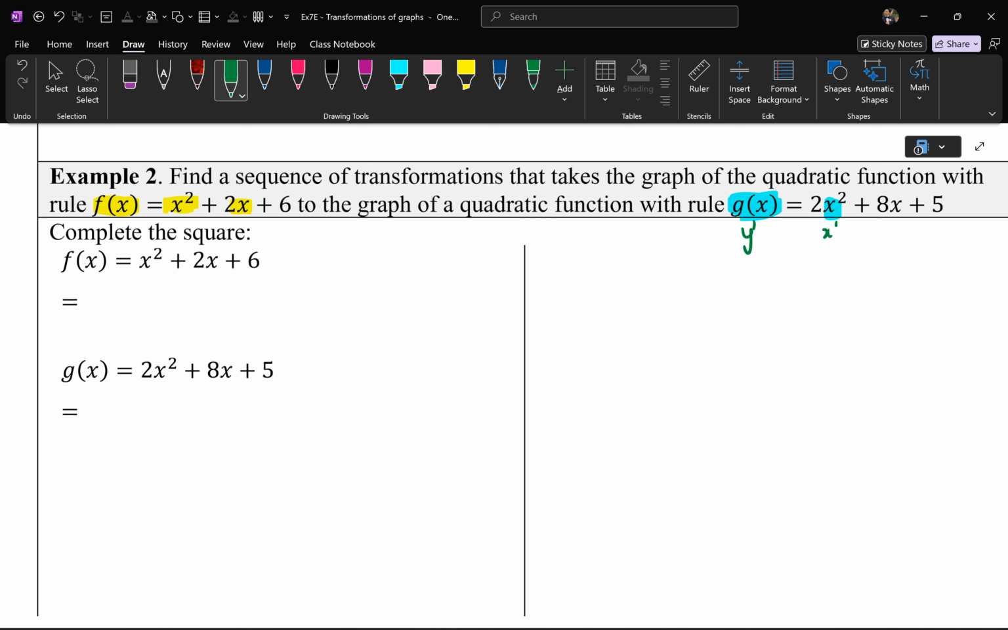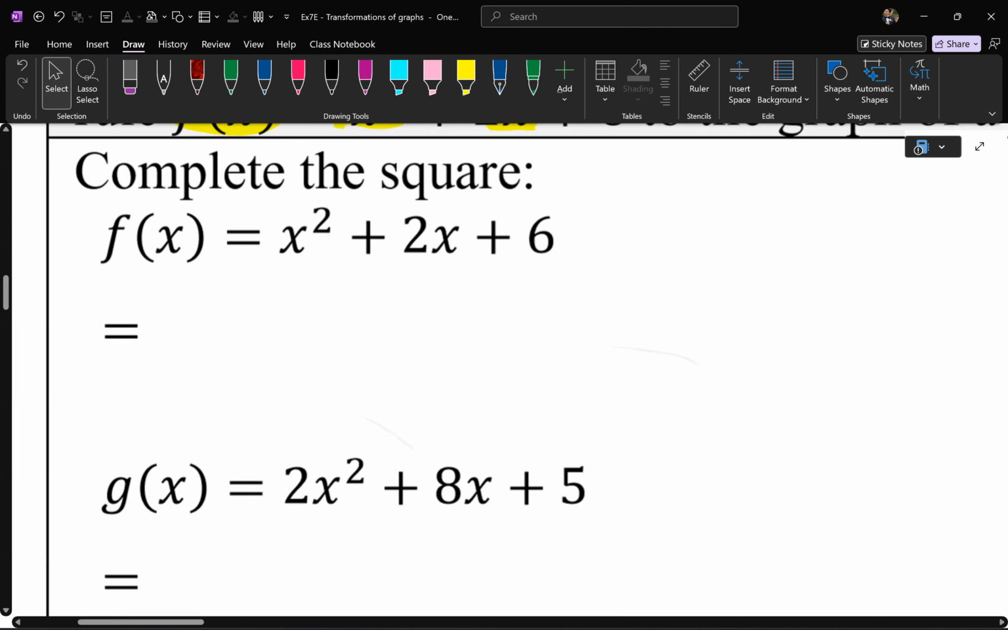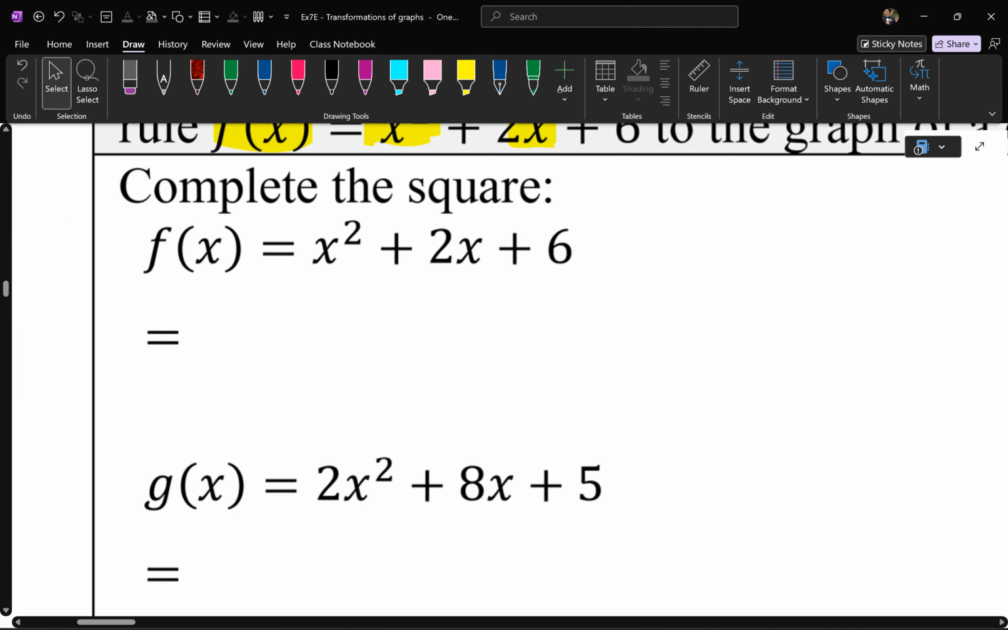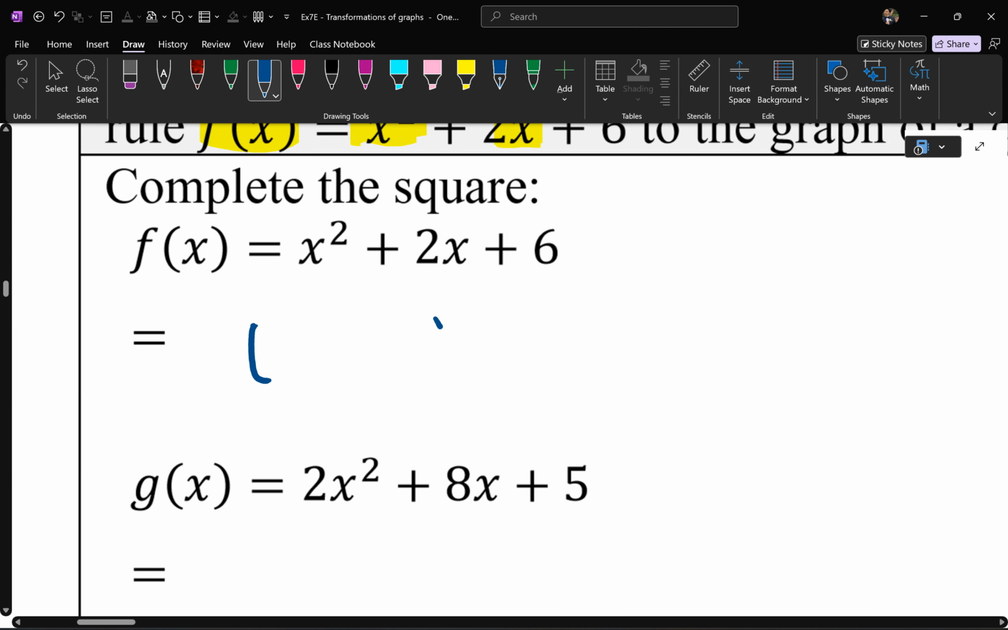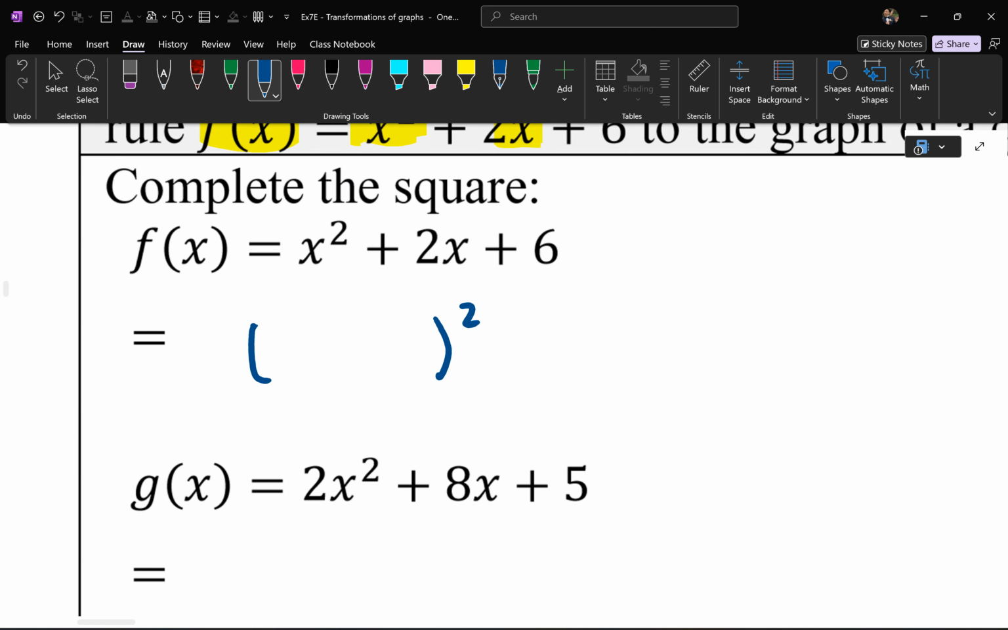Now, the problem is that it's hard to read what the transformations are. So when you get these two x's, one of the techniques is to make it 1x. The only technique we know is complete the square. Let's see how many of us remember how to complete the square. Who wants to have a go with the first one? x squared plus 2x. What is the completed square? Who wants to have a go?